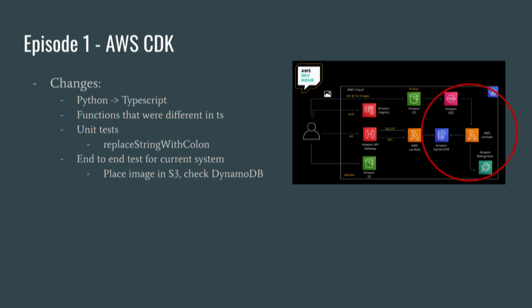I did some unit tests. I will show you some examples now. And I also wanted to start making an end-to-end test for the current system. It's not a huge system yet, but I tried figuring out what I want to do for that system. So what's basically happening is that you place an image in S3, and the end result is that you want some labels in DynamoDB. So that's what I tested.